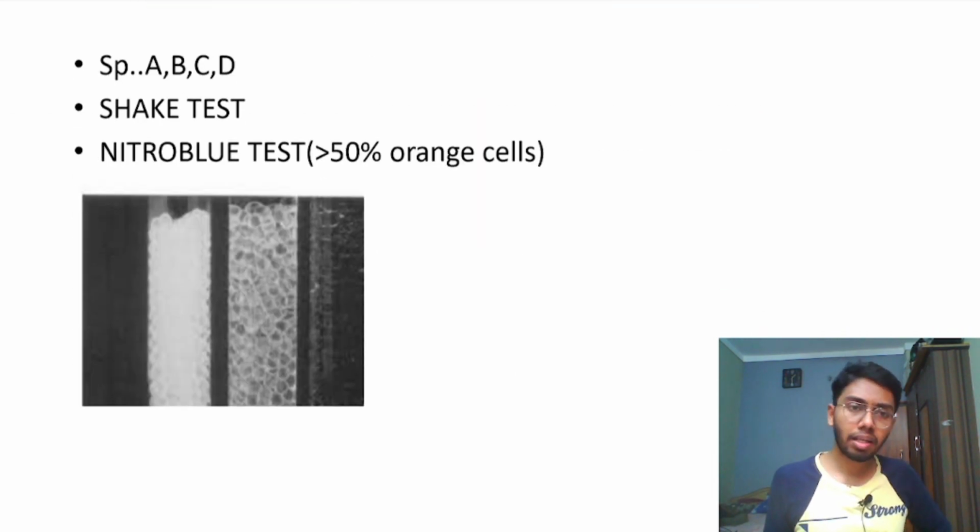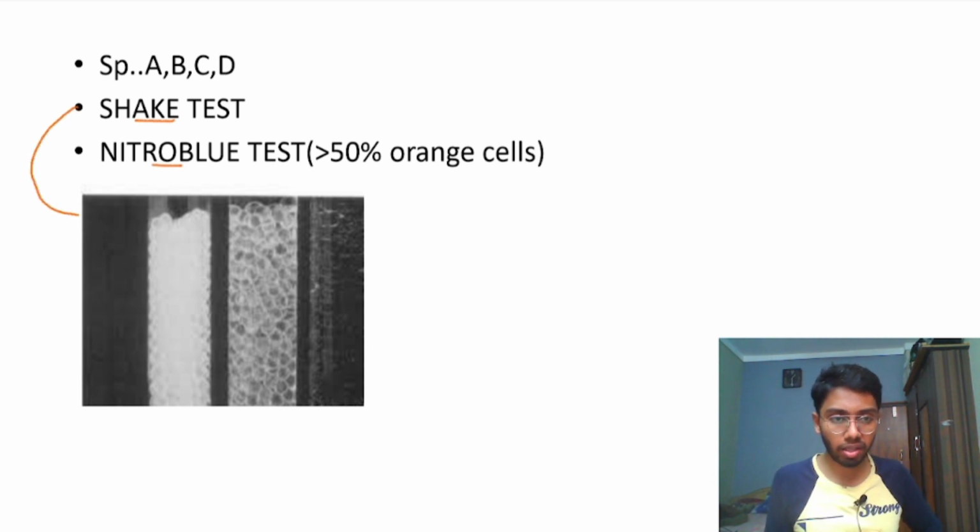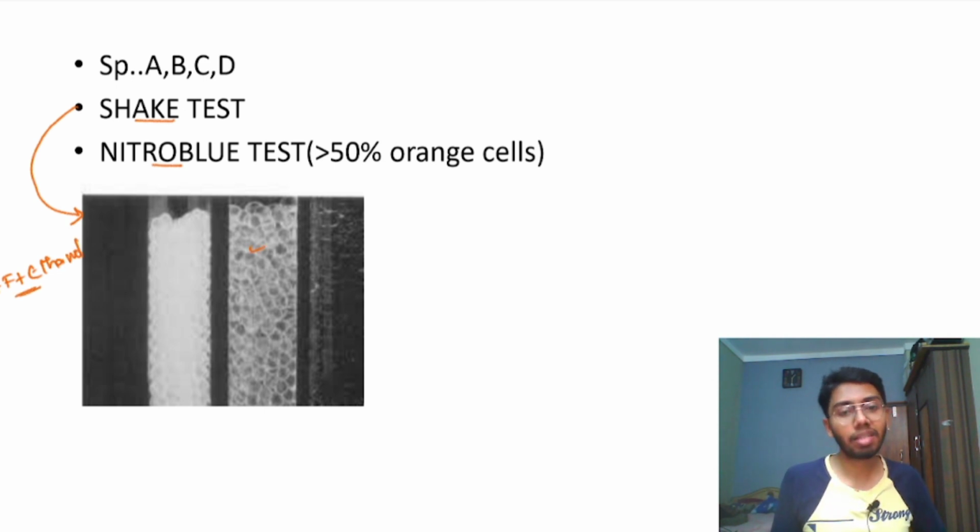Okay, fine. And next we have something called the shake test and the nitro blue test. Even this is asked in the NEET question. See, the shake test is just we take the amniotic fluid and we add ethanol. Amniotic fluid plus ethanol. We add some drops of ethanol in a test tube and we just shake. If you see bubbles, then it is a sign that the lung has matured. If you don't see bubbles, it is a sign that the lung has not matured. This is what the shake test is all about.